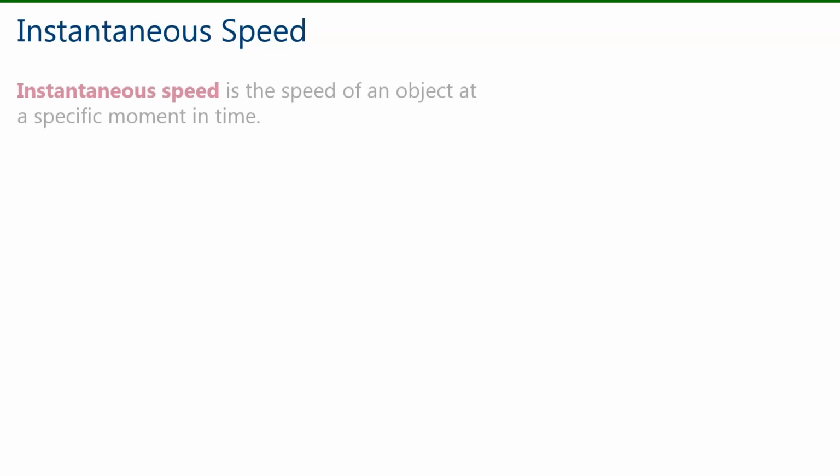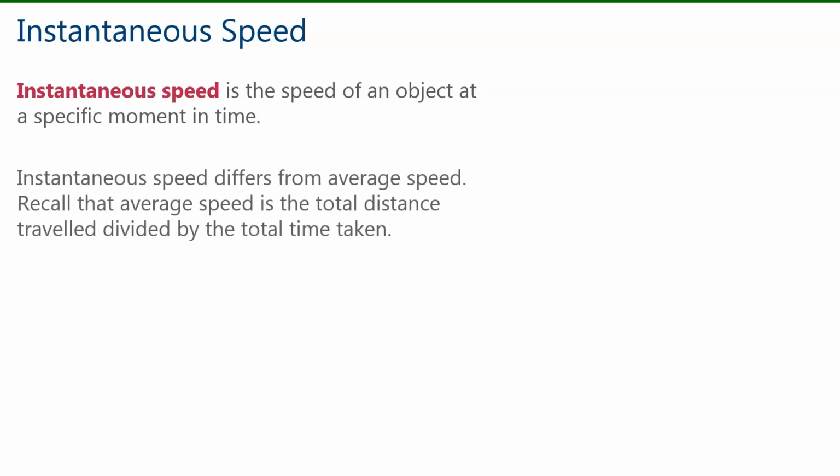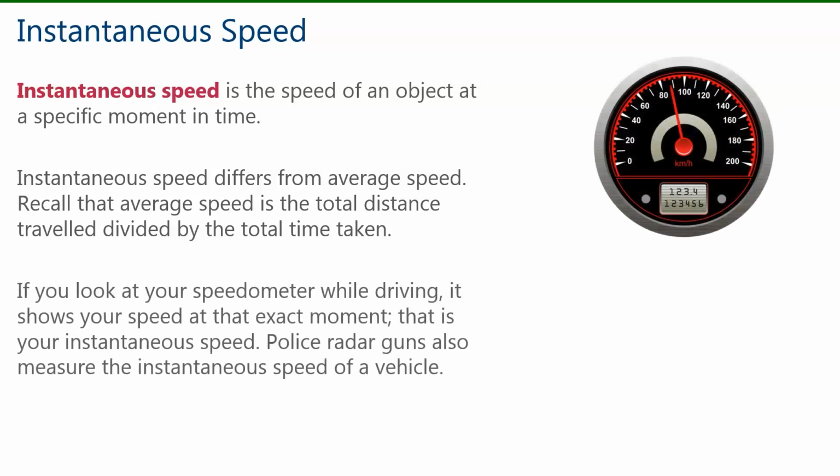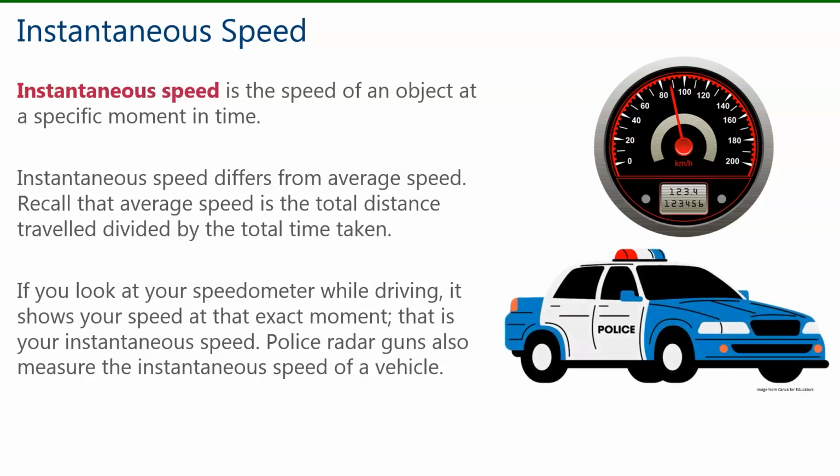Next, let's look at the definition of instantaneous speed. Instantaneous speed is the speed of an object at a specific moment in time. Instantaneous speed differs from average speed. Recall that average speed is the total distance traveled divided by the total time taken. If you look at your speedometer while driving, it shows your speed at that exact moment. That is your instantaneous speed. Police radar guns also measure the instantaneous speed of a vehicle.